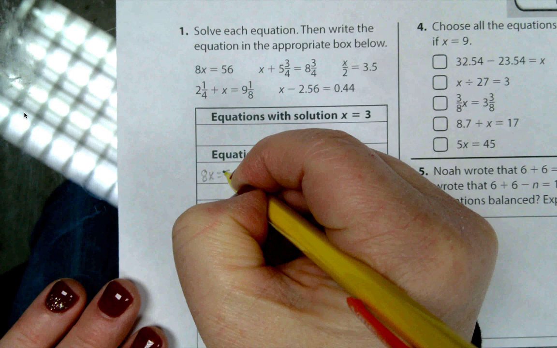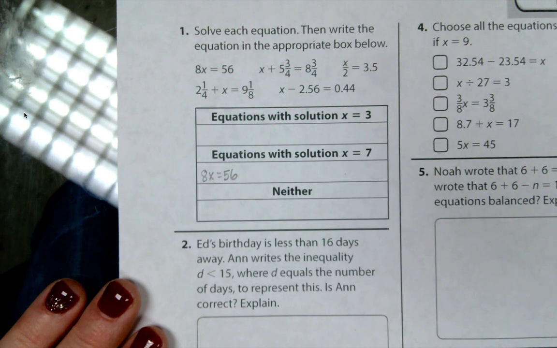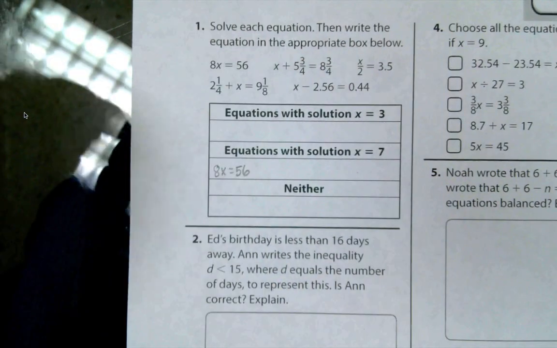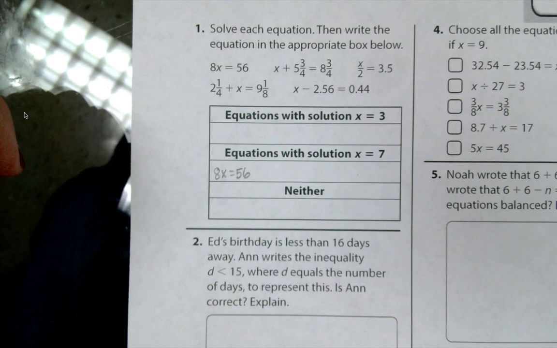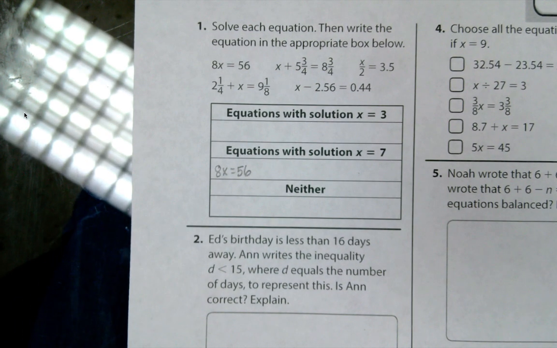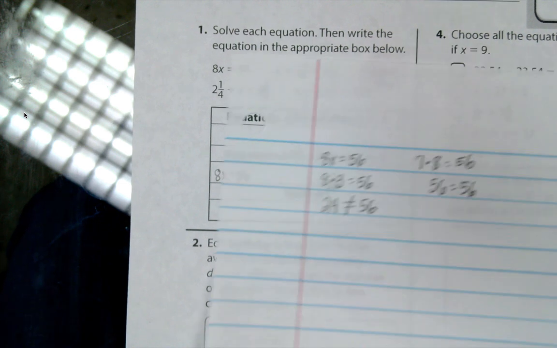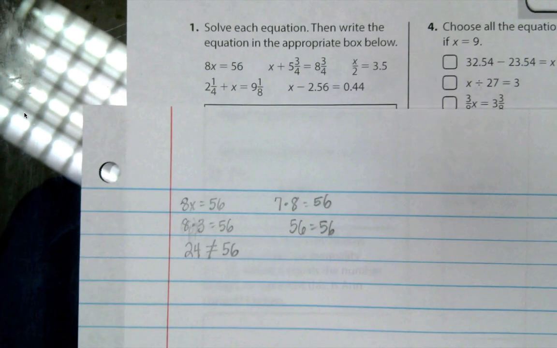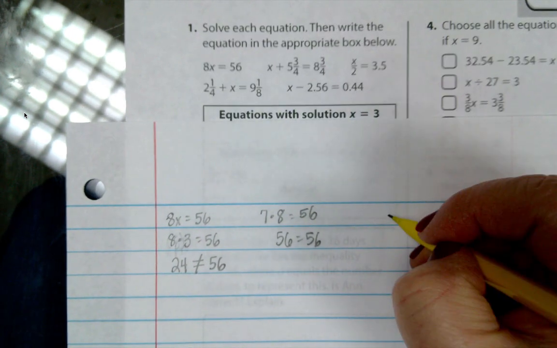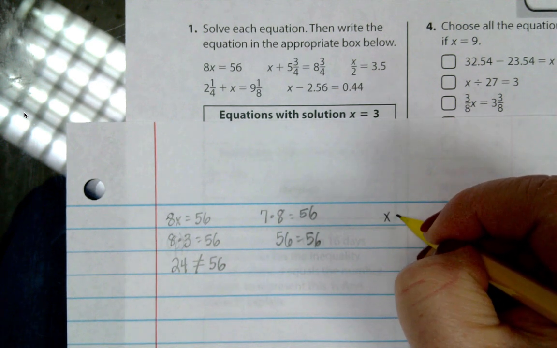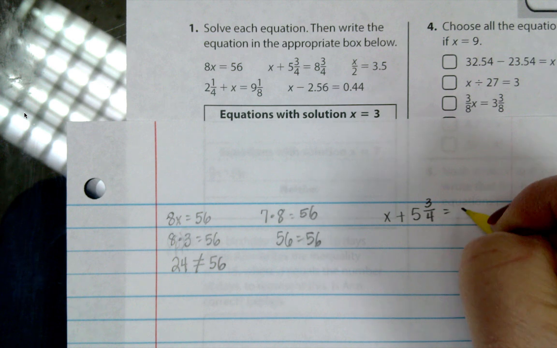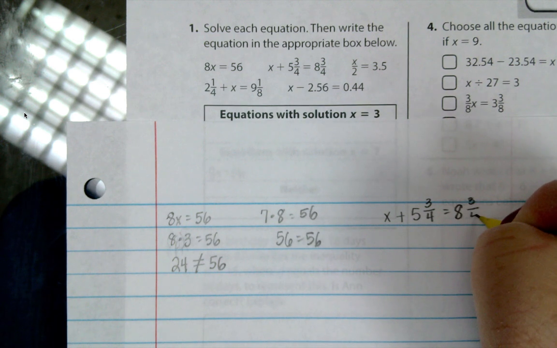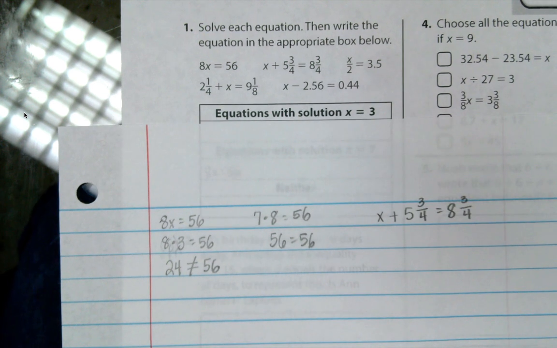So I would come over here and write, or drag on your test, 8x equals 56. Then I have x plus 5 3/4 equals 8 3/4. Here is another way of going about this, because right here you have an addition equation. So I would write this down: x plus 5 3/4 equals 8 3/4.